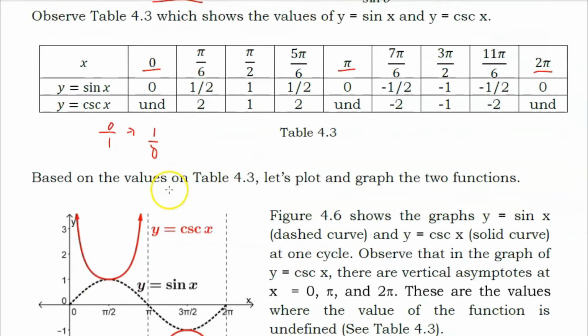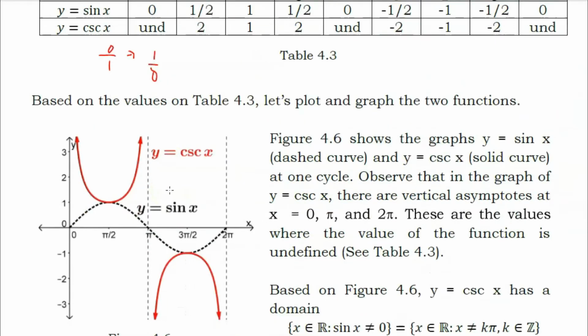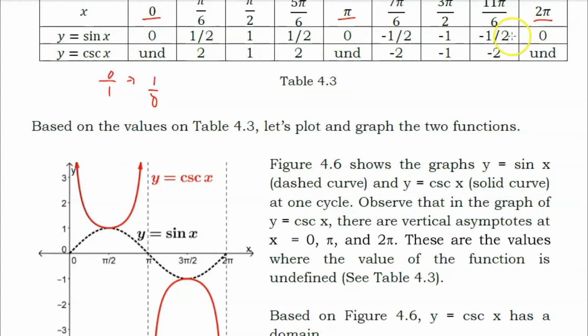So, let us look at the graph in here. So, the first step in graphing the cosecant x is to graph first the y equals sine x. So, i-graph na nato ang y is equal to sine x, and we know that it has a period of 2 pi. Tama? Diba? In our previous discussion. And so, now that we know that 0, pi, and 2 pi, as you can see, 0, si pi, and si 2 pi, their values of y equals sine x is 0.